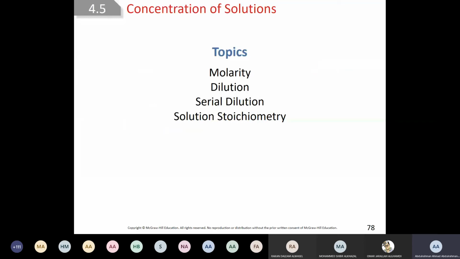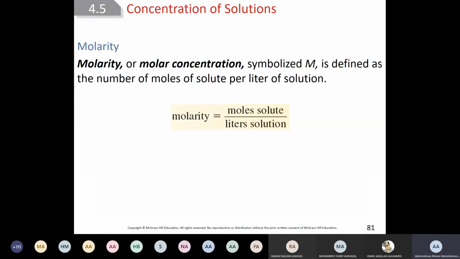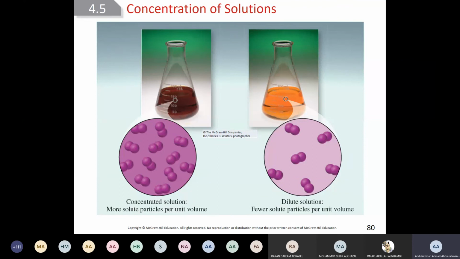And with this, now, let's talk about molarity. Molarity, all right? What is molarity? Molarity is something we use to know the concentration, how much of the material is available. We say that this solution is concentrated. I want you to memorize the word. And this solution is diluted. What does diluted mean? Not concentrated.